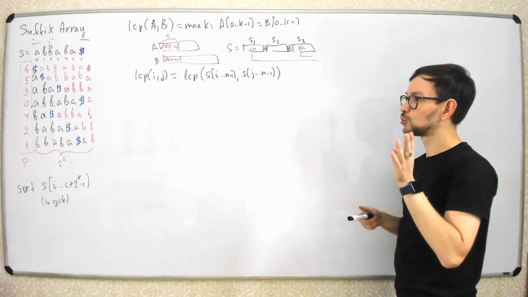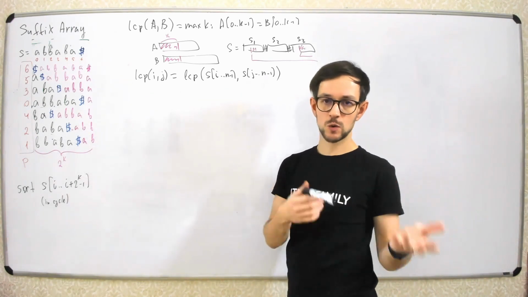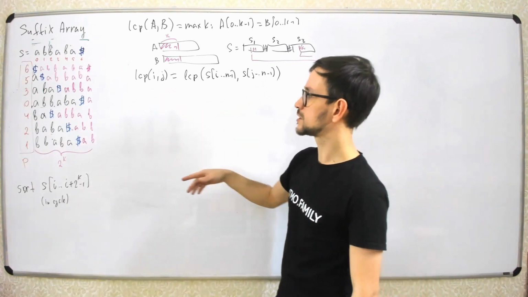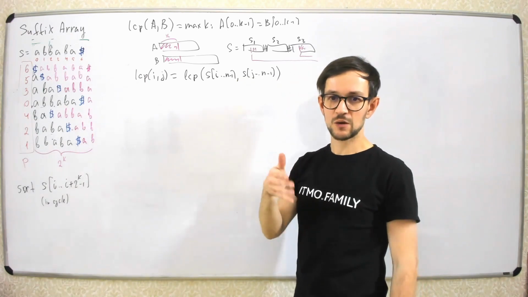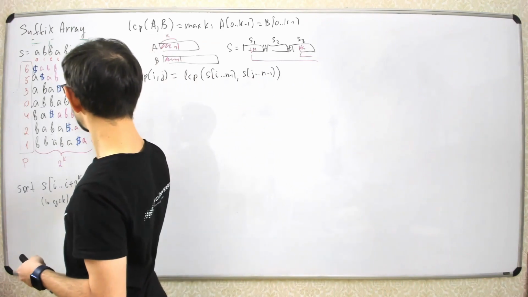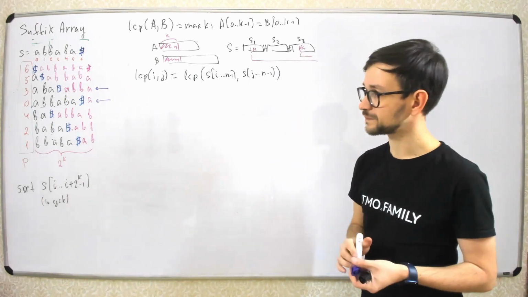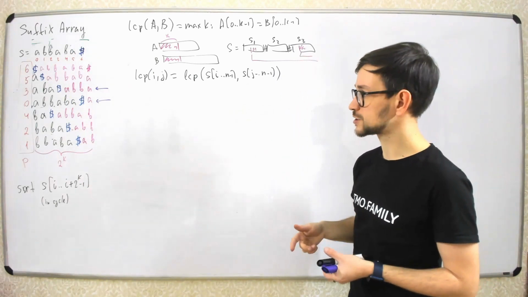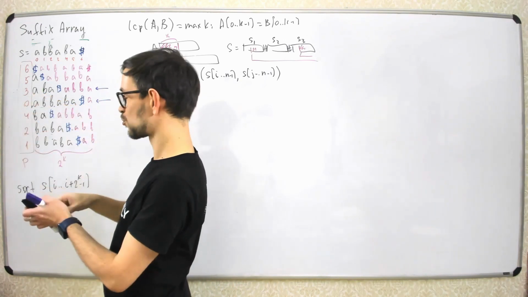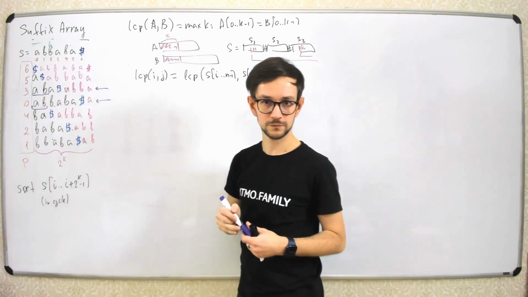So I want to solve the following problem. I have a given string and I have multiple queries. Each query is to find the longest common prefix of two given suffixes. So someone is giving me two suffixes and I need to find the longest common prefix. That's all. Someone gives me two suffixes, like this suffix and this suffix, and I just say that these two suffixes have two common characters here. So I have AB here and AB here. So the result will be two.